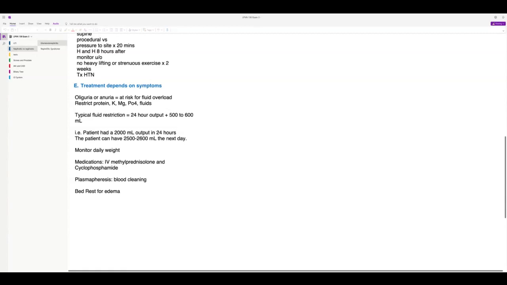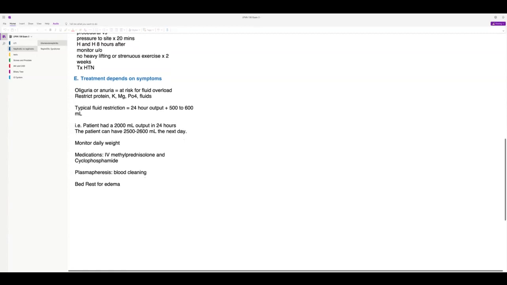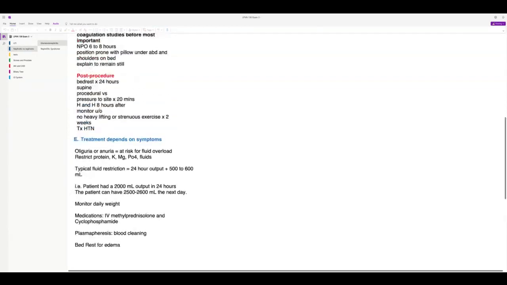Okay, you're going to monitor the weight daily. They get steroids, immunosuppressants, and they could get plasmapheresis. But anybody that has a lot of edema needs to go on bed rest to help the fluid remobilize.